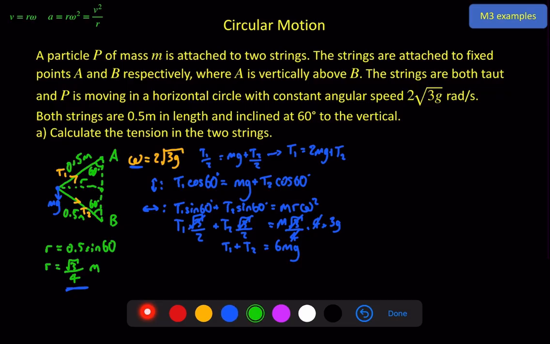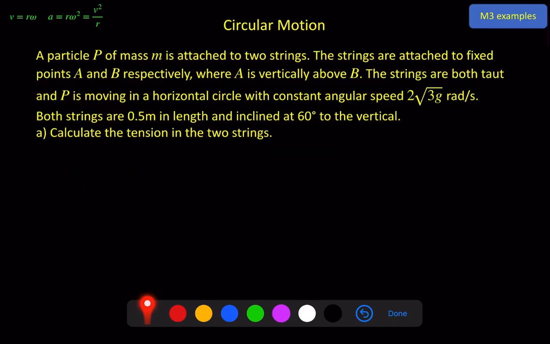Substitute that into our other equation down at the bottom here. T1 is 2mg plus T2 plus T2 from this equation has to equal 6mg. So 2 lots of T2 equals 4mg, so T2 must equal 2mg, and T1 is equal to T2 plus 2mg, so that is 4mg. Double checking, 4mg plus 2mg does equal 6mg. So there's the tension in the two strings, doing our usual resolving horizontally and vertically.